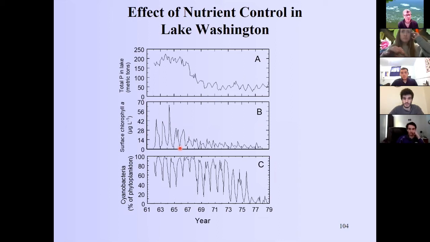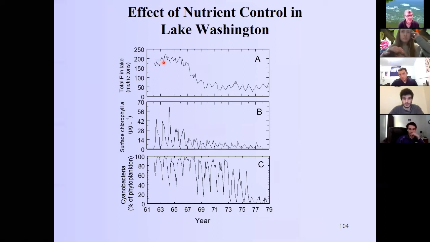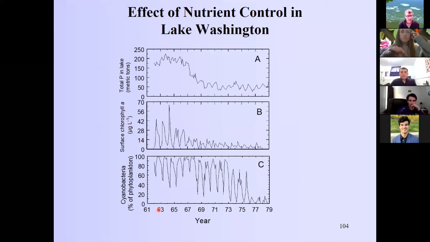So this is the total phosphorus in the lake in terms of metric tons. And we see that with the sewage control, it dropped considerably. And here's the chlorophyll, from 1961 to 1979, a proxy for algal blooms. And we see that every summer we got these blooms that are getting bigger and bigger and bigger, and then they started controlling it and they kind of went down.